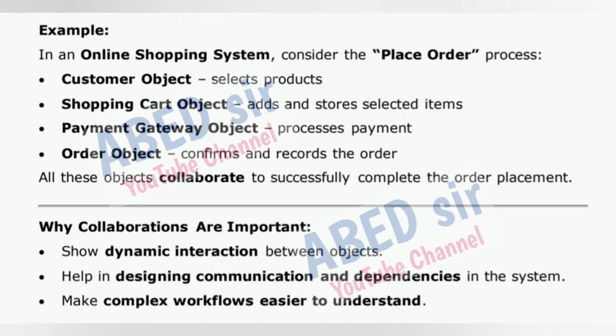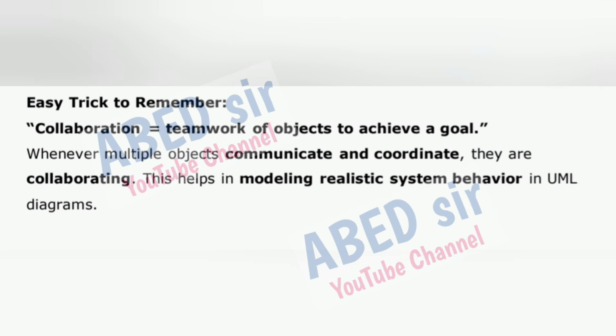Why collaborations are important? Show dynamic interaction between objects. Help in designing communication and dependencies in the system. Make complex workflows easier to understand. Easy trick to remember: collaboration is equal to teamwork of objects to achieve a goal. Whenever multiple objects communicate and coordinate, they are collaborating. This helps in modeling realistic system behavior in UML diagrams.